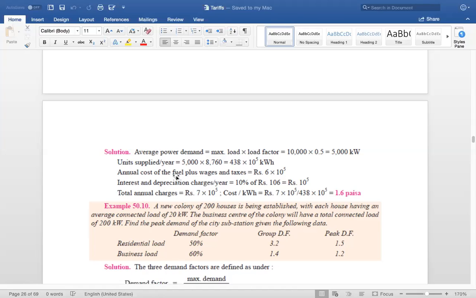And the cost of the fuel plus wages is 6 times 10 to the power of 5. Interest and depreciation, 10%. That means it's 10 to the power of 6 times 10%, which gives us 10 to the power of 5. So the total annual charges is 7 times 10 to the power of 5. The cost per kilowatt hour is 7 times 10 to the power of 5 divided by the number of units supplied per year, which is 438 times 10 to the power of 5. That gives us 1.6 cents.